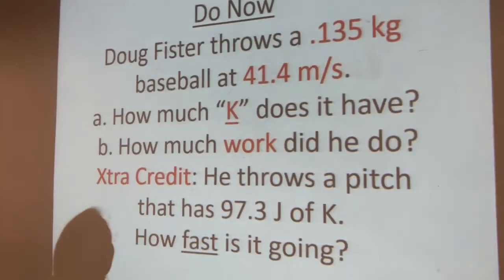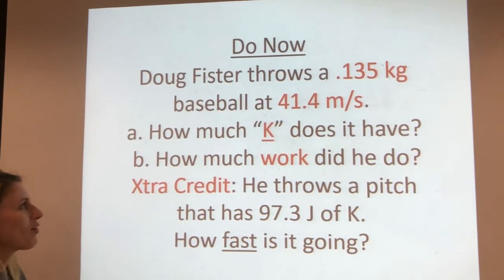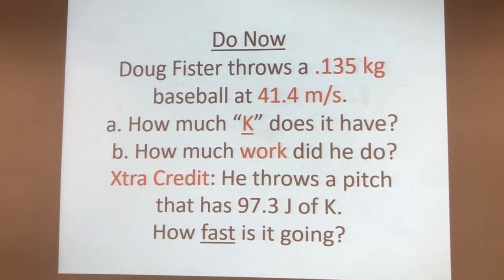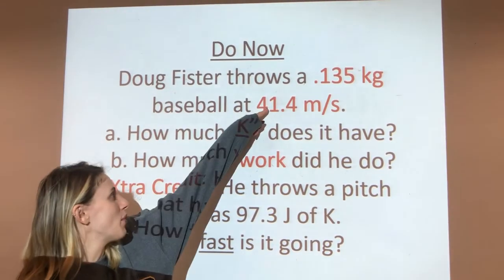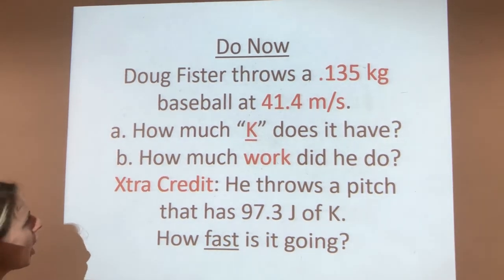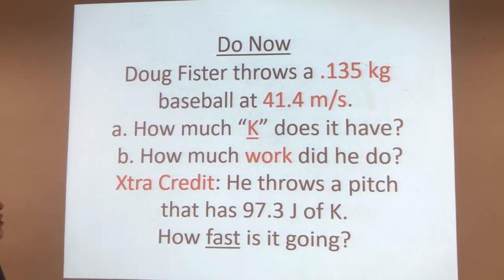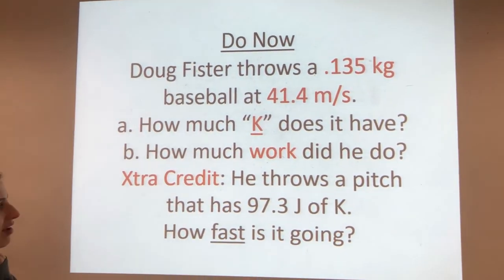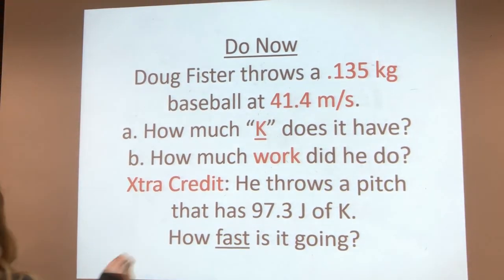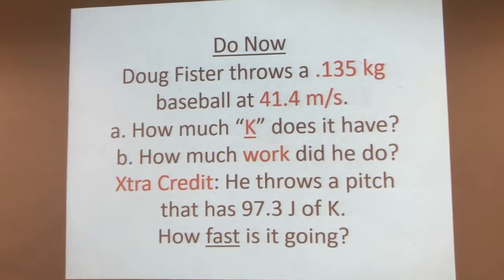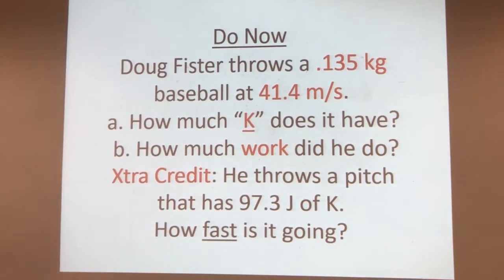Do this now. Doug Pfister throws a 0.135 kilogram baseball at 41.4 meters per second. How much kinetic energy does it have? How much work did he do? Extra credit there as well: how fast was it going? Okay, let's do this. Pause this and give it a shot.